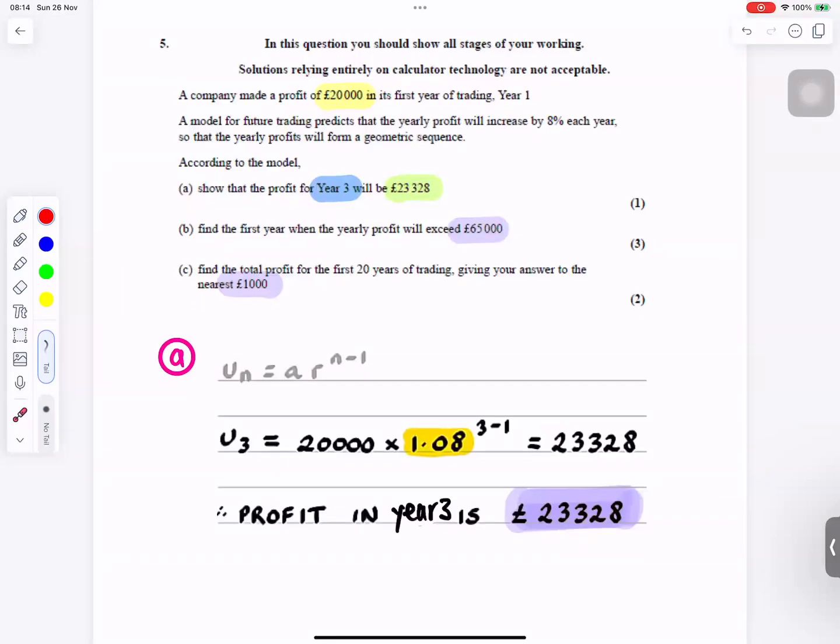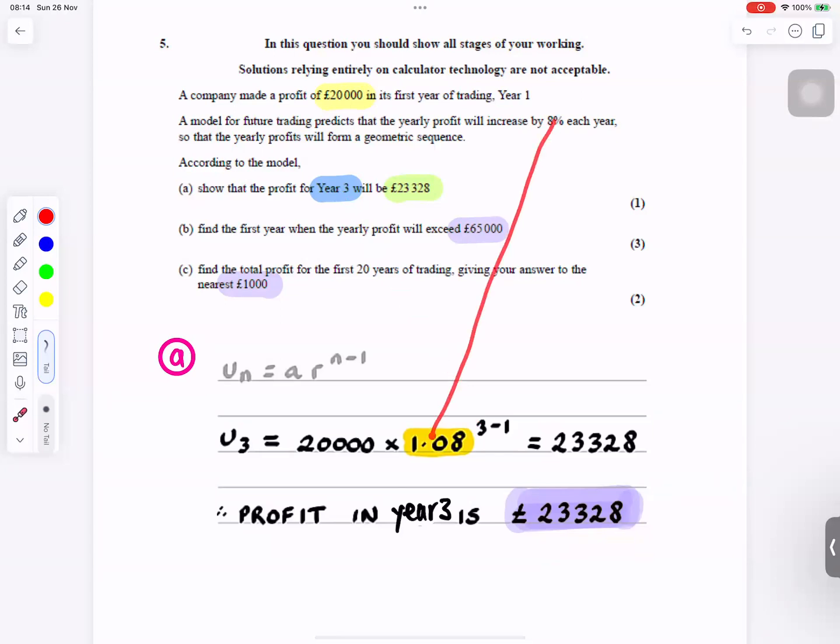Question number 5, part A. Show that the profit for year 3 would be 23,328. Write the formula for the nth term. You start with 20,000. The common ratio is 1.08. And it's for year 3, profit for year 3. So 3 minus 1. So the profit in 3 years, n minus 1. So 3 for n minus 1. You put that, get that answer.